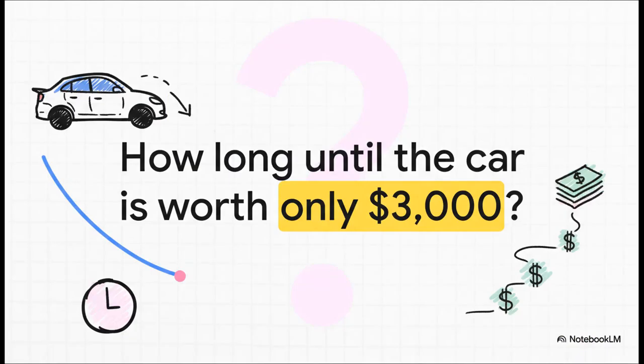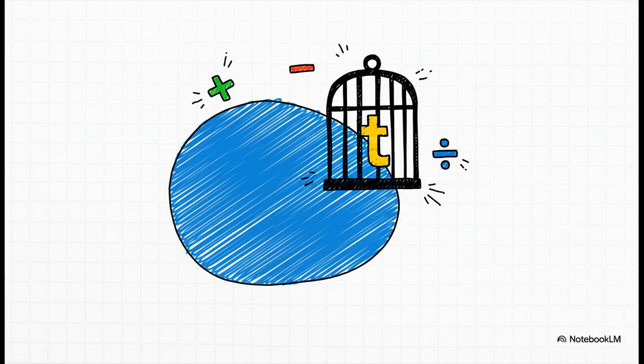Let's stick with our poor, depreciating car for a minute. We know its value is falling fast, but when exactly will it hit a specific target? Let's say, when will it be worth only $3,000? So when we set up this equation, we kind of hit a brick wall.